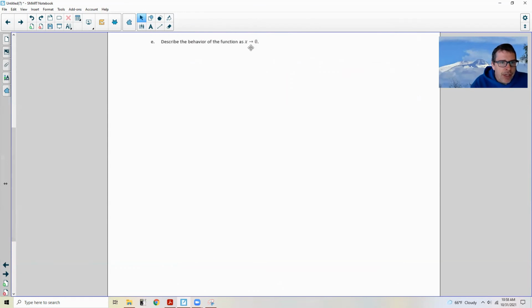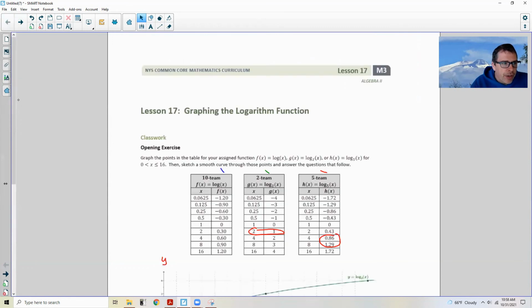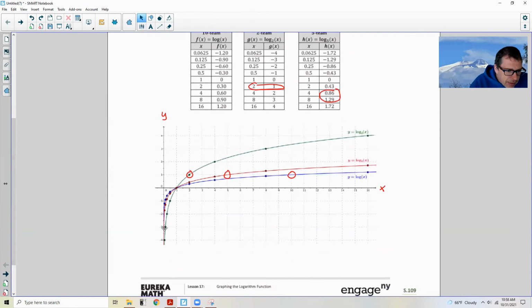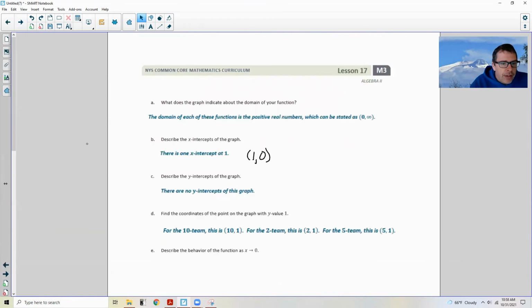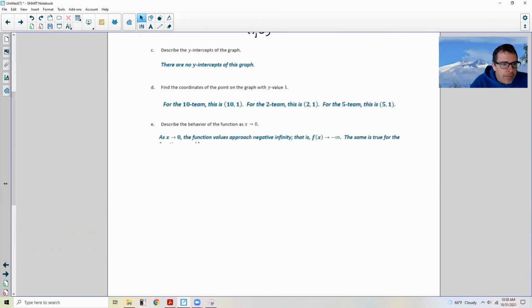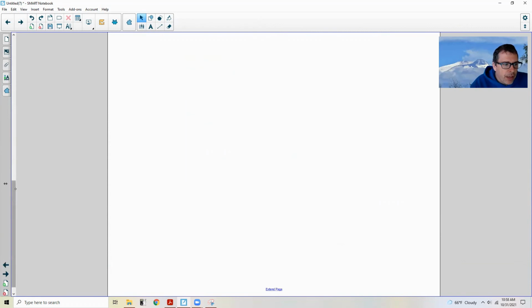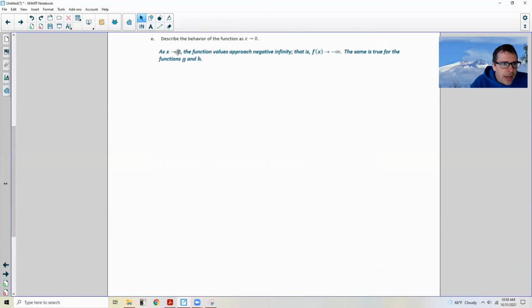Describe the behavior of the function as x goes to 0, as x approaches 0. So if I go back to my graph, as x is getting closer and closer to 0 this way, we're getting closer and closer to negative infinity. All right, so we want to say that for all 3 functions, actually. So if I go down here, it says as x approaches 0, the function values approach negative infinity. That is, f of x approaches negative infinity. The same is true for the functions g and h. In other words, all three functions are going to negative infinity. All right, F.